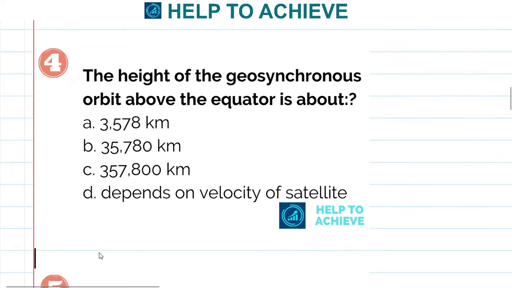Okay. The height of the geosynchronous orbit above the equator is. Satellites which are revolving around it are mostly at approximately 36,000 kilometers. So the answer is 35,780 kilometers to be exact.